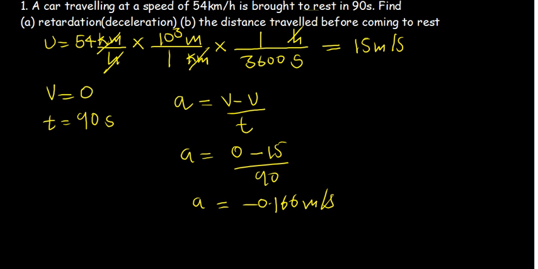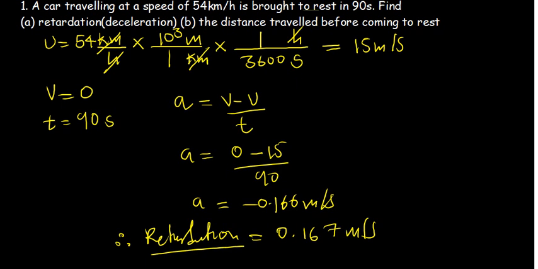Now the question says retardation. The word retard means negative acceleration. So therefore we're going to say the retardation is equal to, or just write a positive value, 0.1667 meters per second squared, since the sixes continue like that. So the word retard means negative acceleration, or the word decelerate.